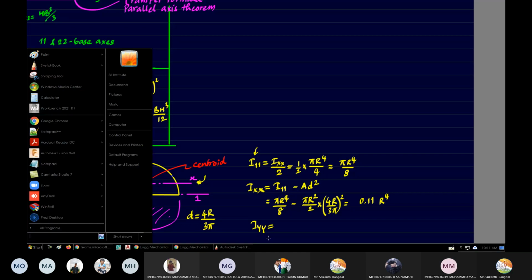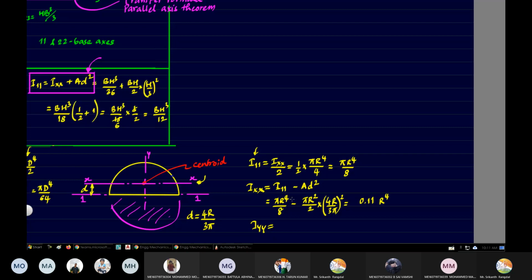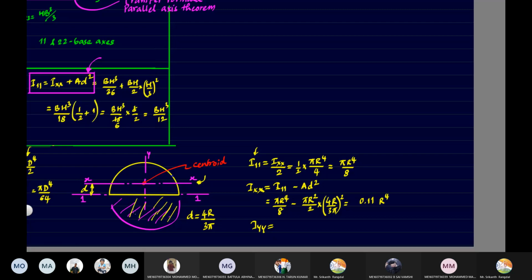Our class is up to 10:20, right? We have 10 minutes. Let's speed up. Come on, tell me. I already told you the bottom part we are cutting away, right? So after cutting it away, what will happen? It will reduce by 2. So again it will be pi r power 4 by 8. So here I11 and IYY both will be same. Okay.